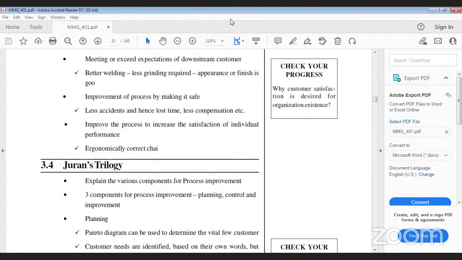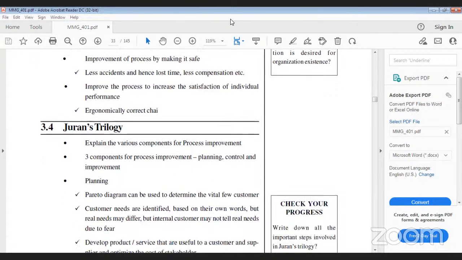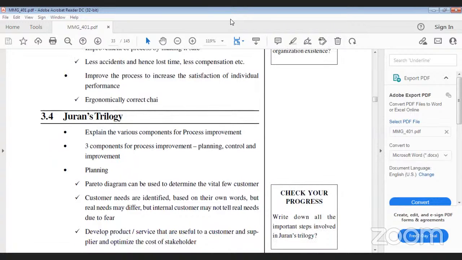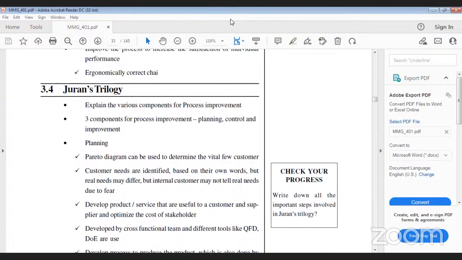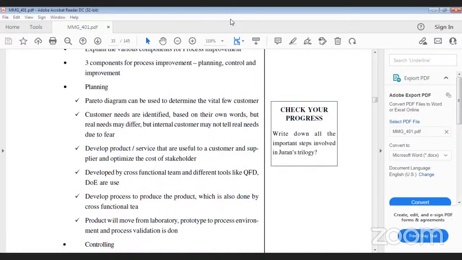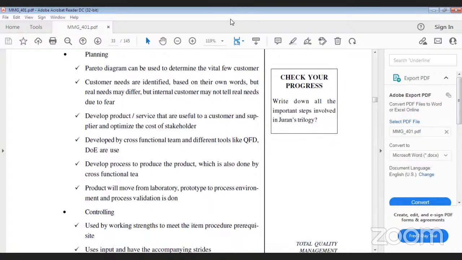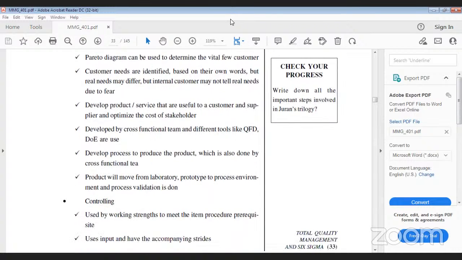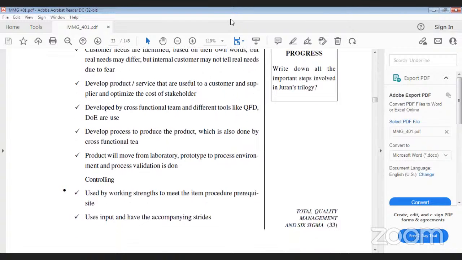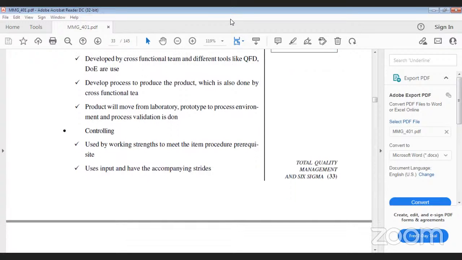Then here you will find Juran's trilogy also here. He has explained the various components of process improvement. There are three components here: planning, control, and improvement. Here, in planning, a Pareto diagram can be used for determining the vital few customers. Then customers' needs are identified, develop product, then develop cross-functional teams, then develop process and product, then the product will move from laboratory. Then controlling here, use the working strength to meet procedure frequently, then use of input and having accompanied bridges also there.